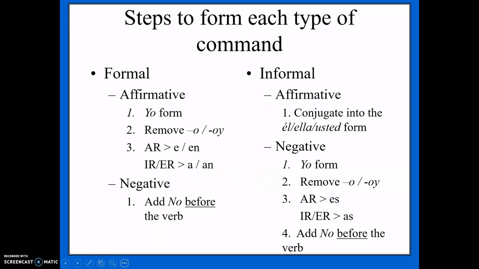And in this section, I have basically summarized the steps that you have to take in order to get to each type of command. So for our formal affirmative, you start with the yo form in the present indicative. You'll remove the o or oy ending, and then you'll add the opposite vowel. For AR, you add e for usted and en for ustedes. For IR and ER, you add a for usted or an for ustedes. And when you're trying to form the negative, you add no before the verb. And we'll see how to also add pronouns in there a little bit later on in the video.